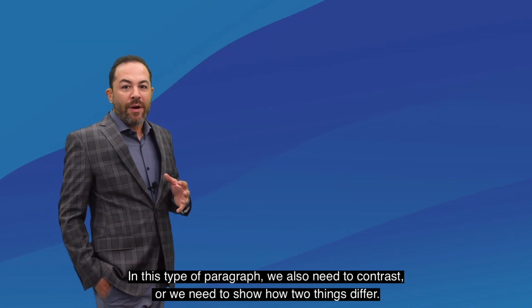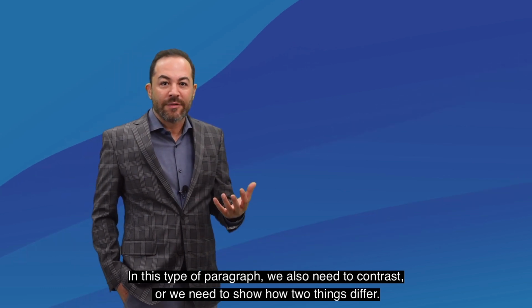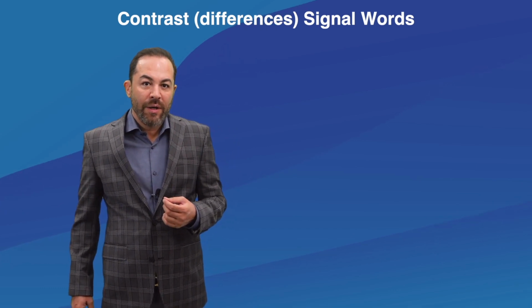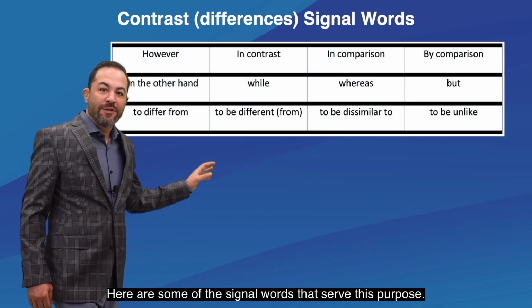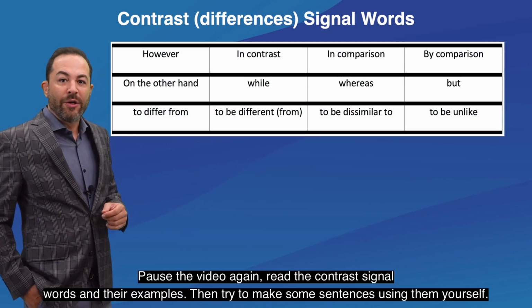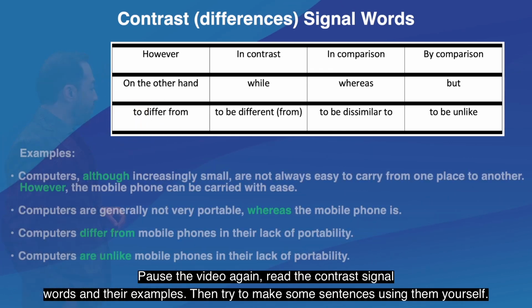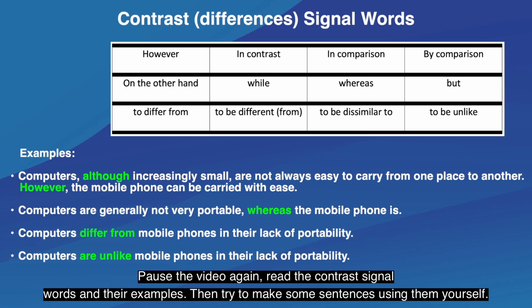In this type of paragraph, we also need to contrast, or we need to show how two things differ. Here are some of the signal words that serve this purpose. Pause the video again, read the contrast signal words and their examples, then try to make some sentences using them yourself.